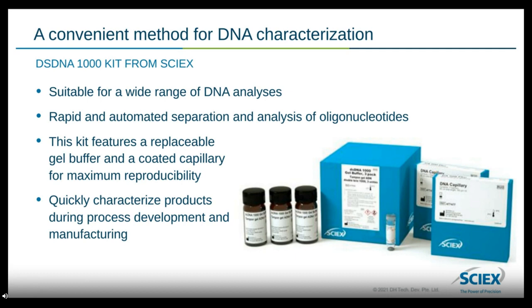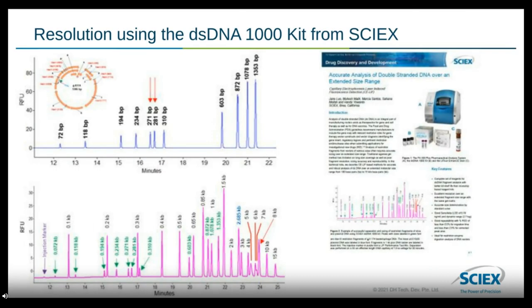The SCIEX double-stranded DNA 1000 kit is one of those kits that's suitable, really, for rapid and automated analysis of these products. It has a replaceable gel buffer and a coated capillary that gives us really good reproducibility, which will then allow us to quickly characterize our products during process development, during manufacturing, during release. All very important phases of the product life cycle. Now let's look at this kit in action.